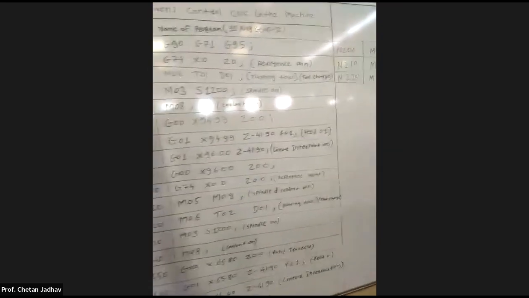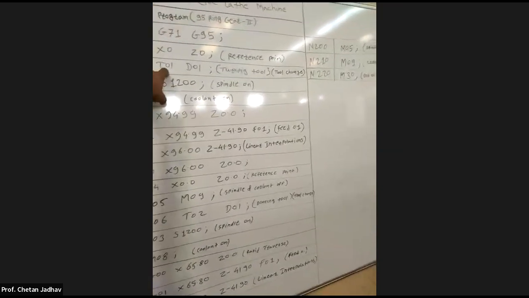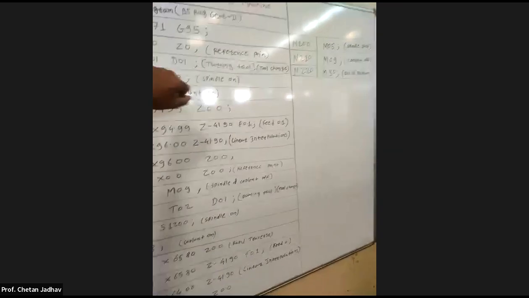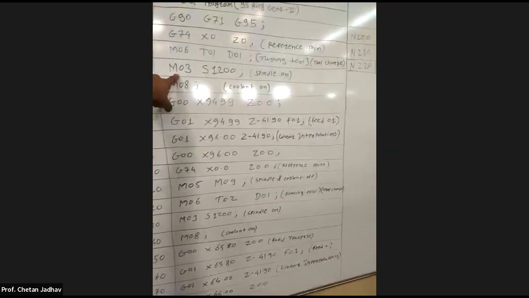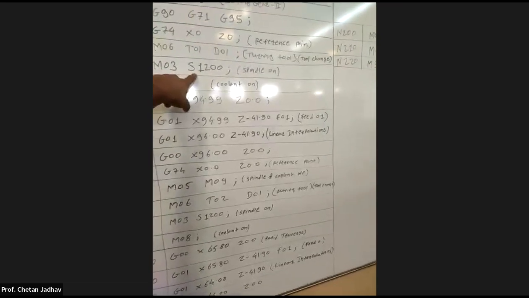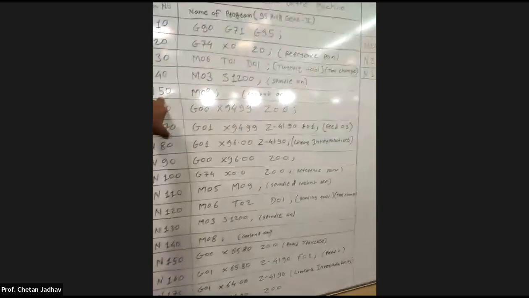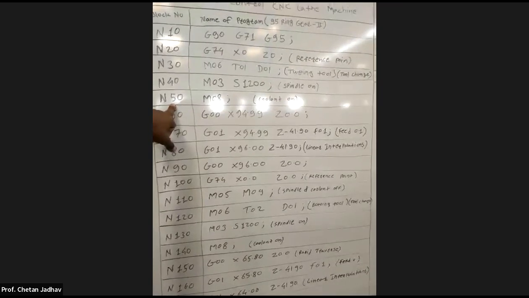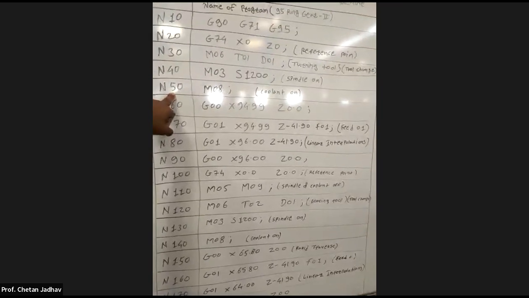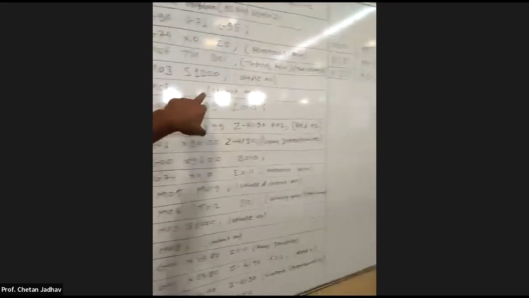Okay, so the next block is N30. In that N30, you can see the tool change, tool number 1, OD turning tool. Then the next block N40, M03 spindle on, with the speed given to the spindle S1200. The next block: as I told you before, before starting any operation we have to start the coolant, because we have to reduce the friction. For that purpose the next block is N50, M08 coolant on.